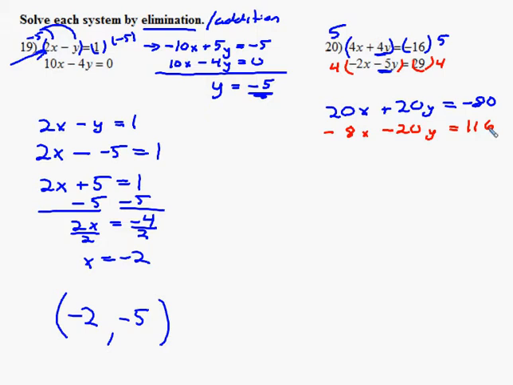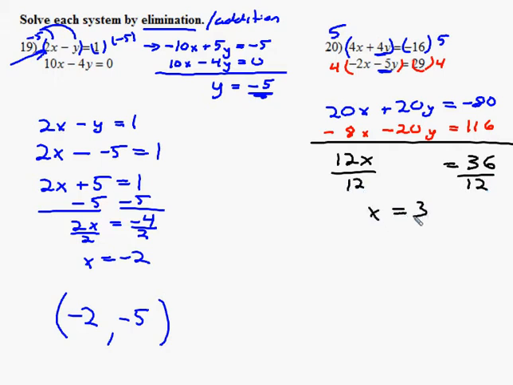And now we can use elimination. Or we can add them together and they'll eliminate. 20x minus 8x is 12x. 20y minus 20y, that just becomes 0. Negative 80 and 116 is 36. If you subtract those, you get 36. And now we can divide by 12, and we get x is 3.